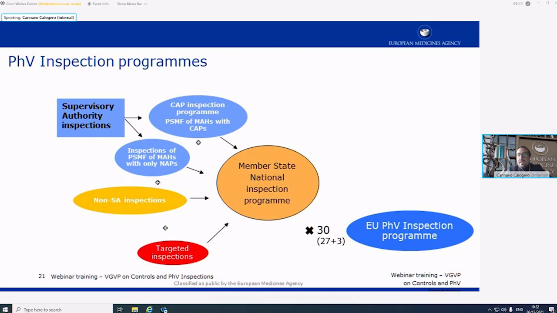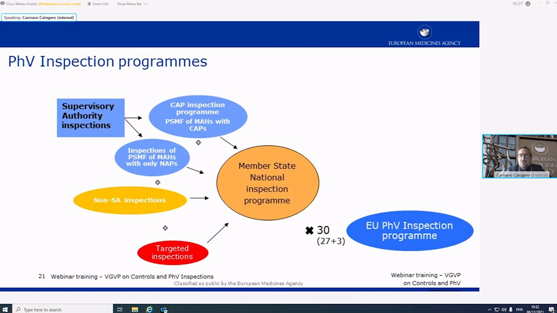But also we could have a targeted inspection. This targeted inspection could also be a supervised authority inspection, but it could also be just a lone inspection. It could be the case that some inspections that are part of the CAP inspection program of the national inspection program could be anticipated because there are triggers, because there are specific issues that need to be investigated, and this could be performed in advance of the planned date.